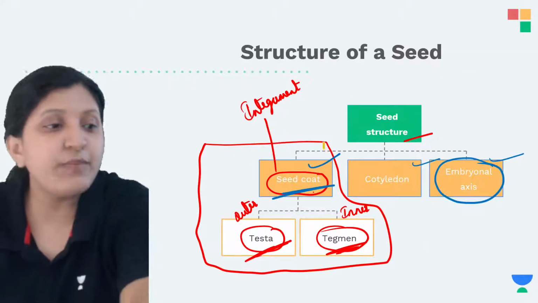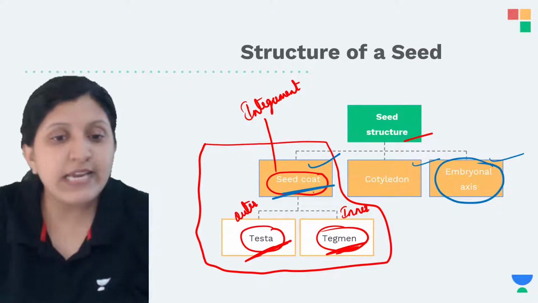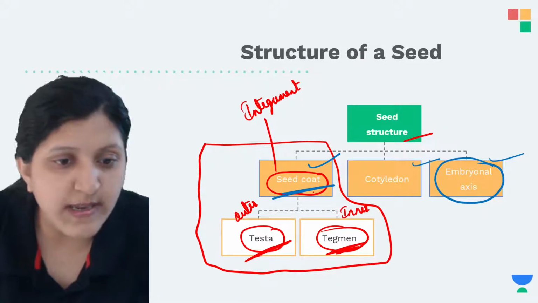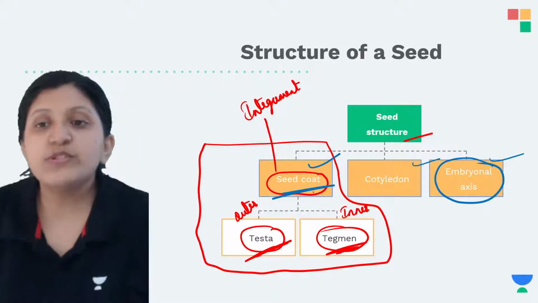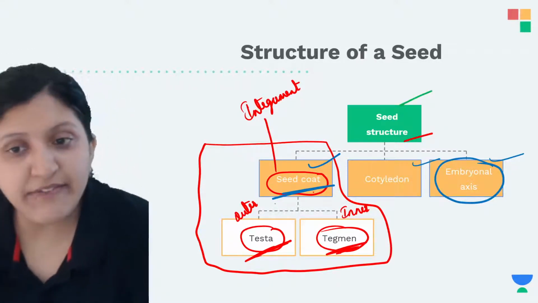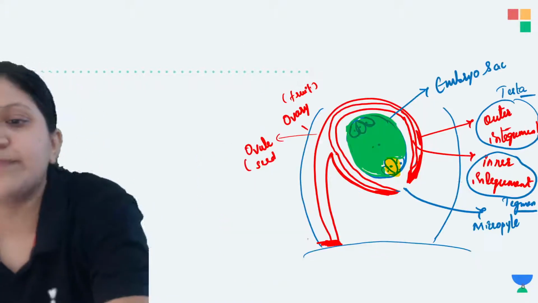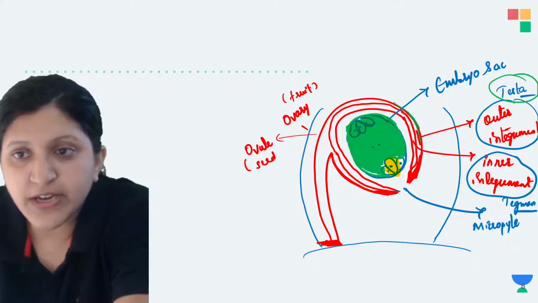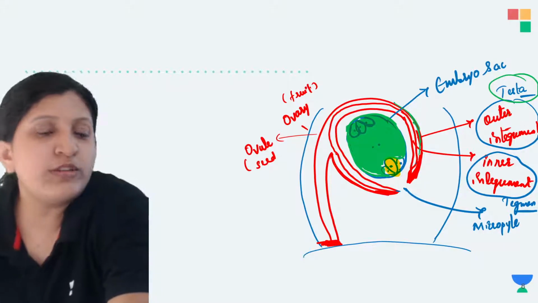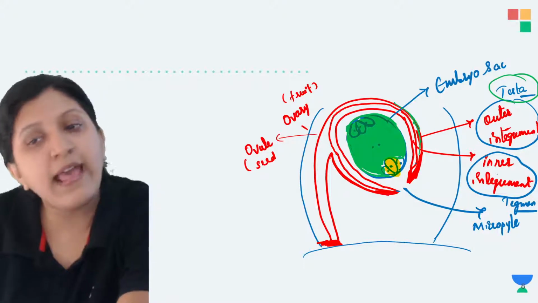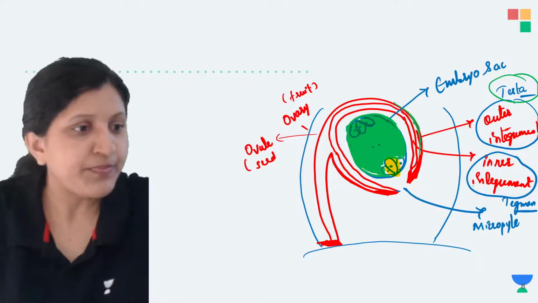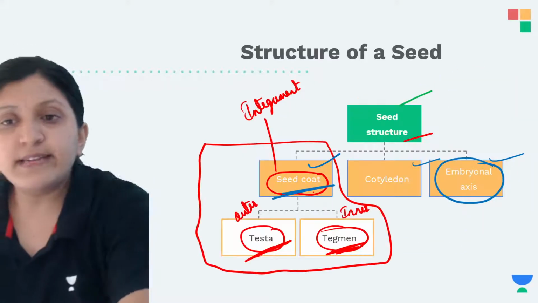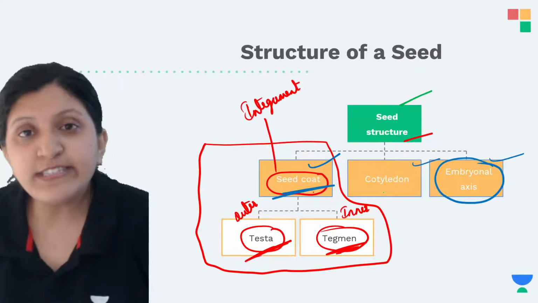Now when we mention the seed having a specific structure, the seed structure has a seed coat, that is the testa and tegmen, which is formed after the fertilization. A protective covering will be there. The outer integument is the testa and the inner integument is the tegmen. Other than that, what you see here is a cotyledon.